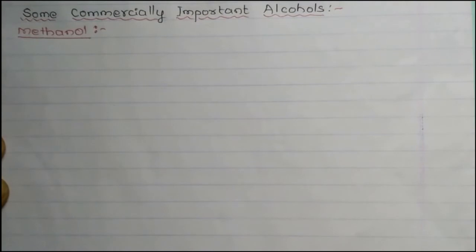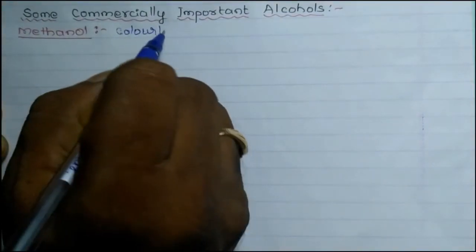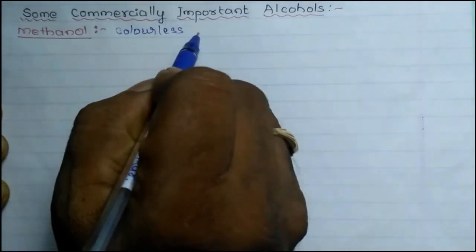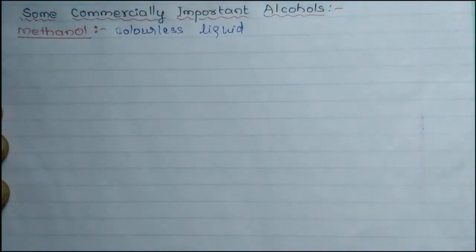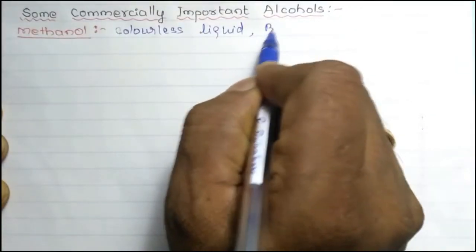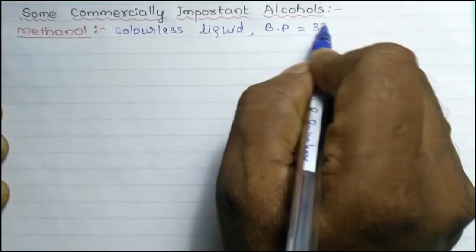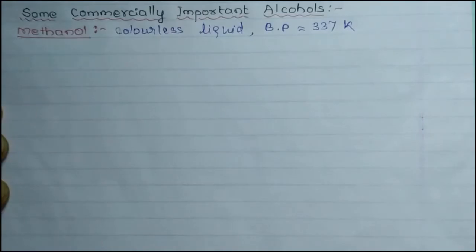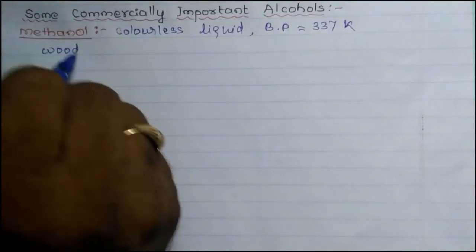Let us discuss some commercially important alcohols. First, methyl alcohol, that is methanol. It is a colorless liquid, looks just like water, with a boiling point of 337 Kelvin. Methyl alcohol is also called wood spirit.